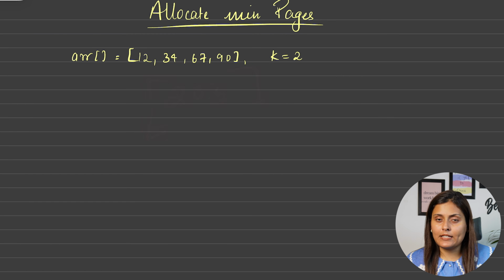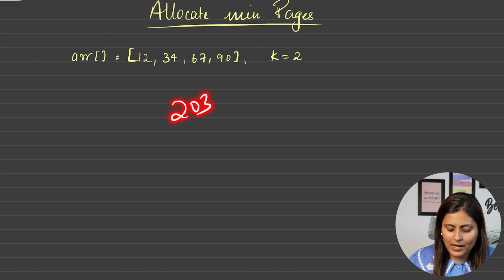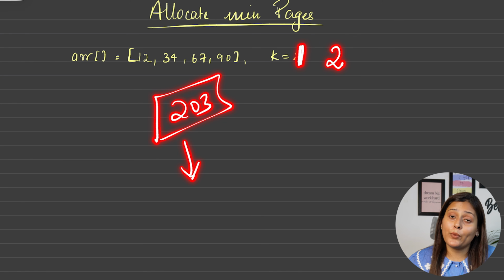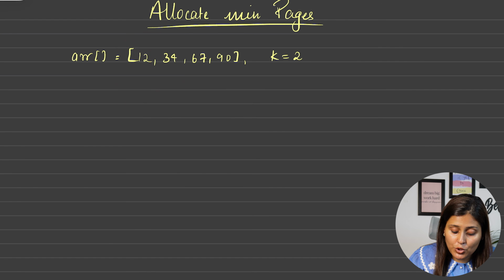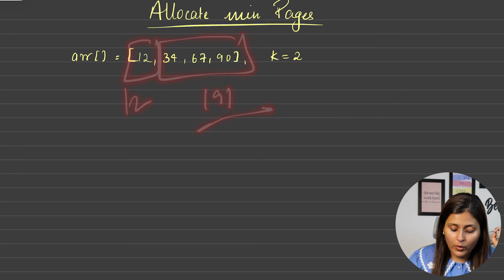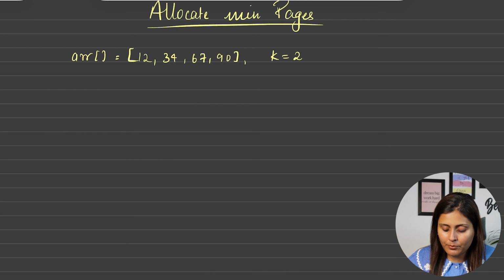So hence in that case, obviously 203 will be the maximum possible if k is equal to 1. Now when k increases, the answer needs to be decreased because the question says you have to divide into 2 different parts. So 12 in this part and in this part 191. So what is your maximum possible range?